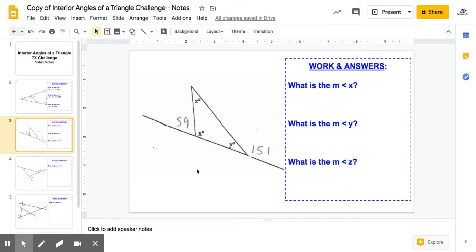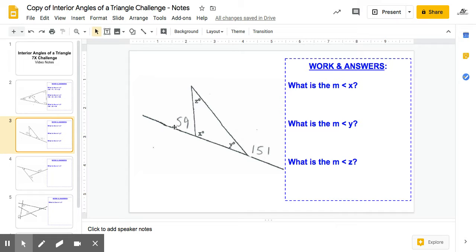I first need to find the measure of angle X. Okay, well, angle X is in this triangle, but I don't have any other angles given in this triangle, so I can't use the fact that the interior angles of a triangle equal 180 degrees. Yes, that's true, but it's not going to help me here.